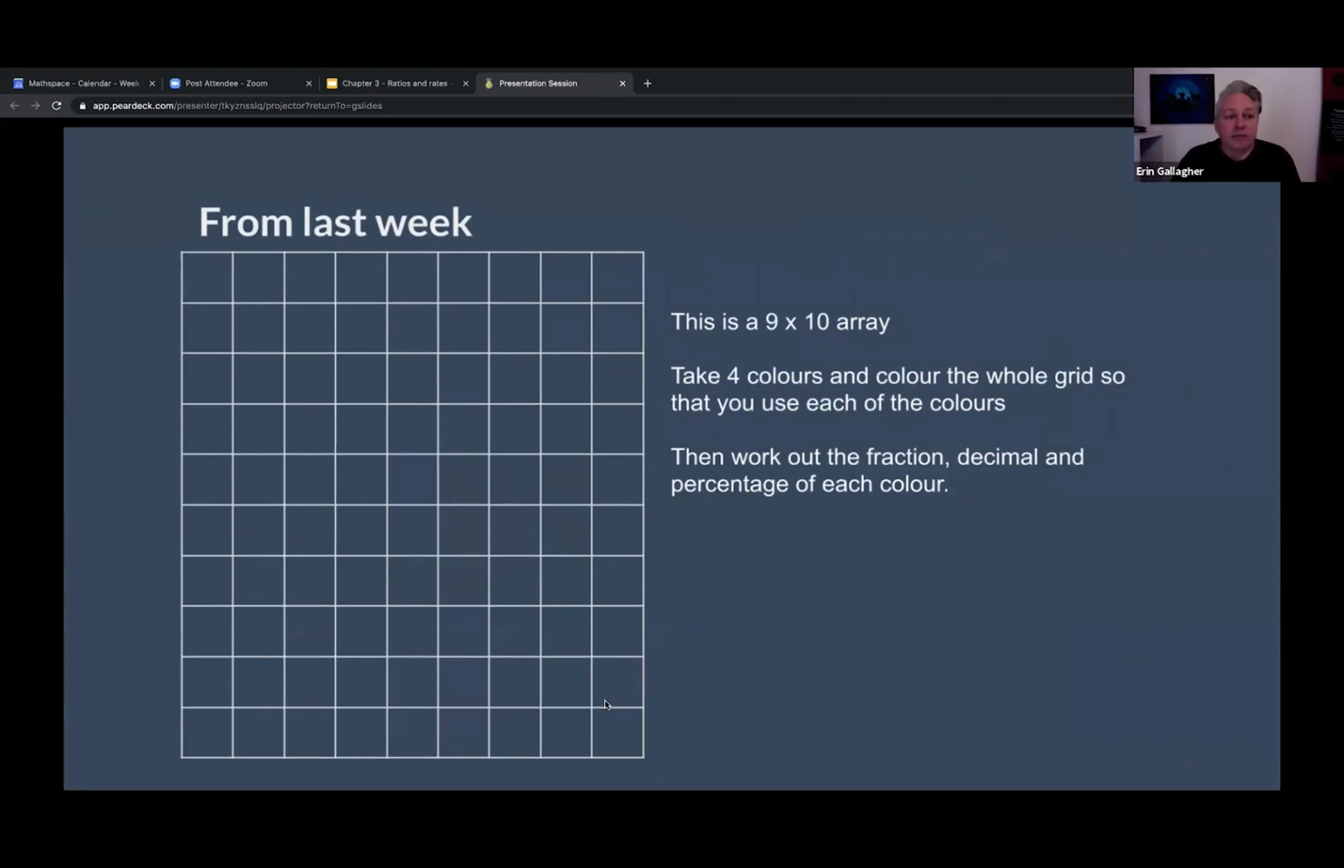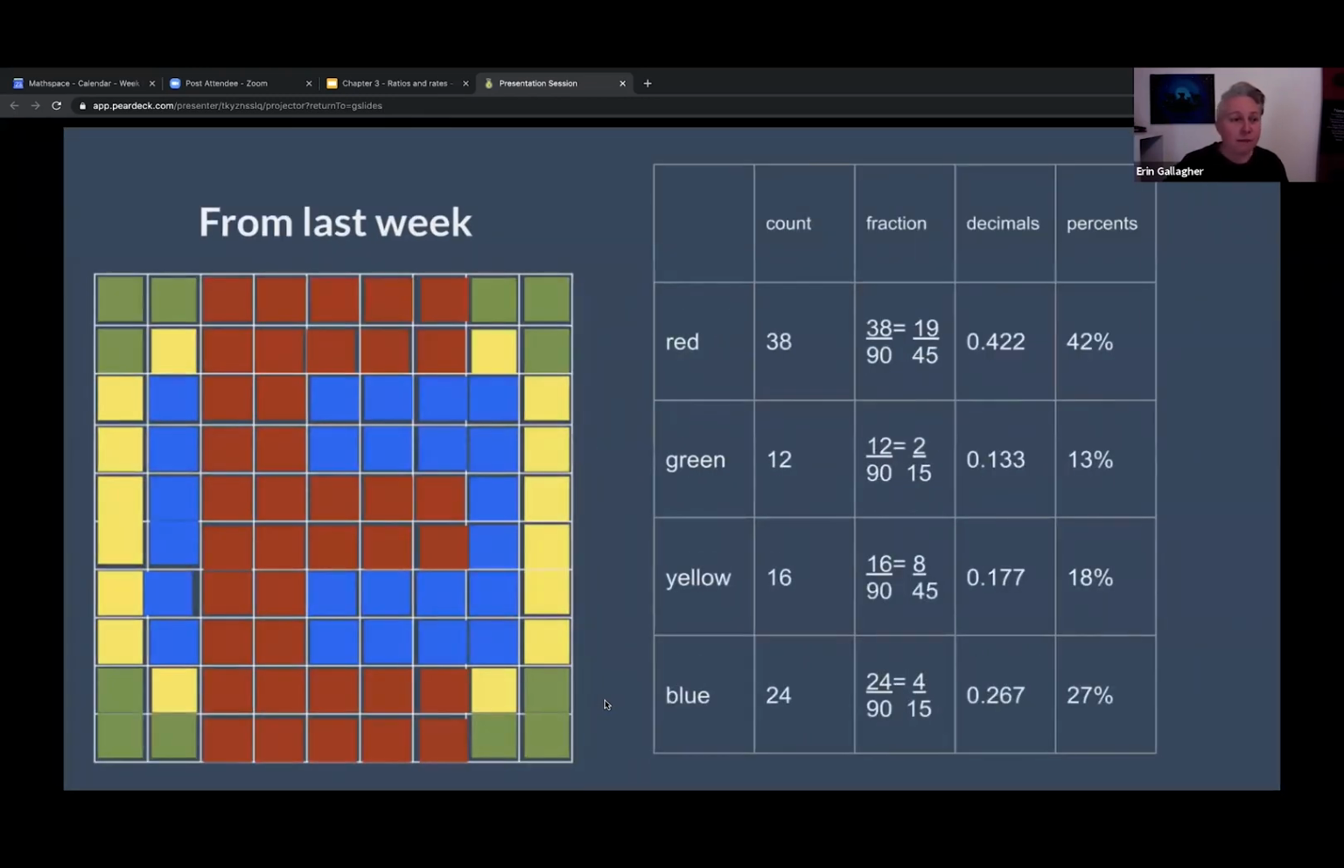Now, last week, for those of you who are here, I ended with talking about this 9 by 10 array and going away and colouring it in. I did one, and we're going to talk about this example. If you've made one as well, you'll be able to use your example as we move into some of our ratio stuff today. So the one I made looked a bit like that.